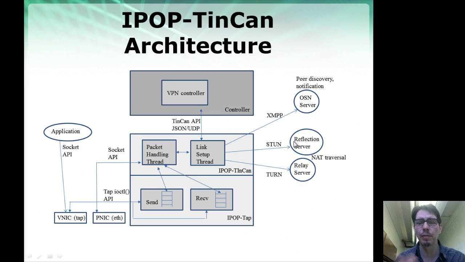STUN provides a reflection service, which allows a node to determine the address at the edge of its network address translator. For most NATs, those of the cone type, as we'll see later, it's possible to do NAT traversal just by using this STUN service. But some NATs will not allow hole punching, and you need an external relay, and the TURN protocol and the TURN server provide that functionality.